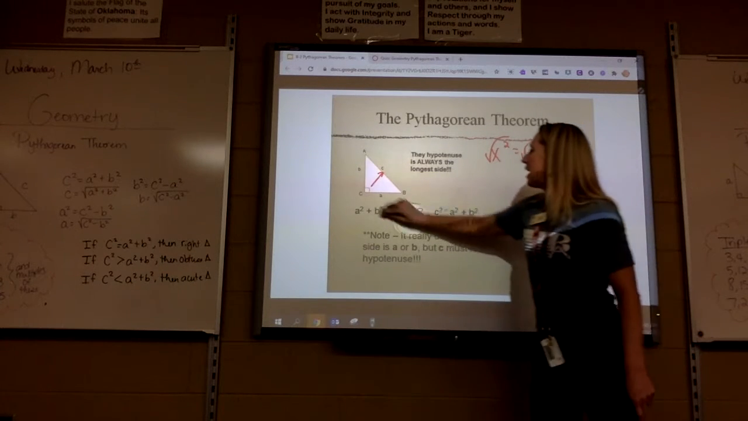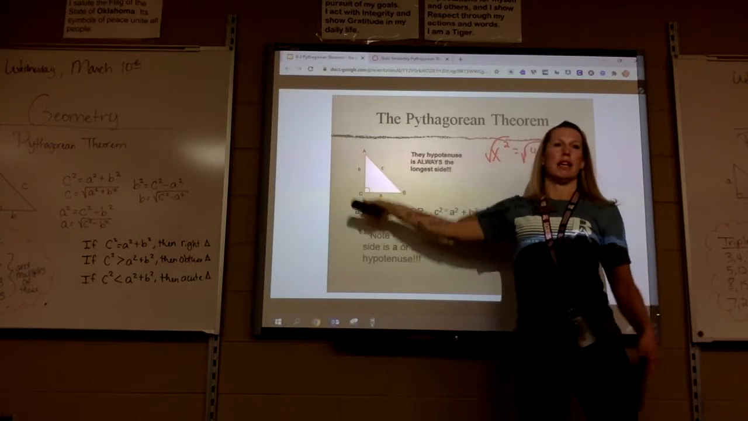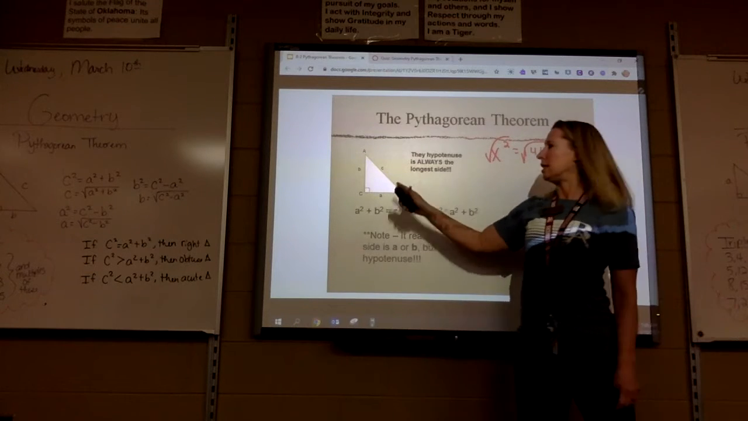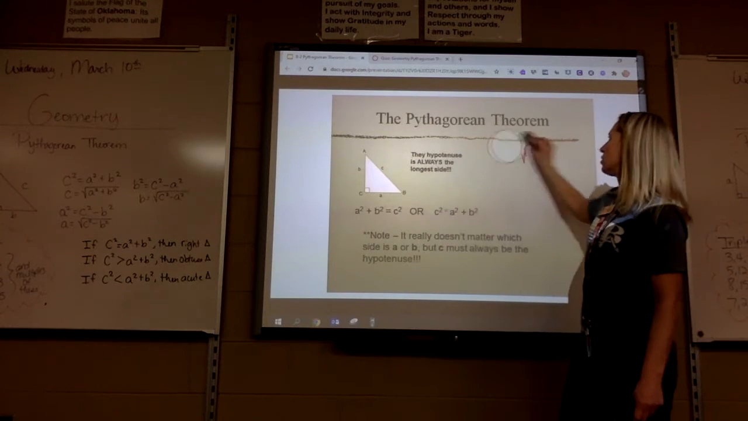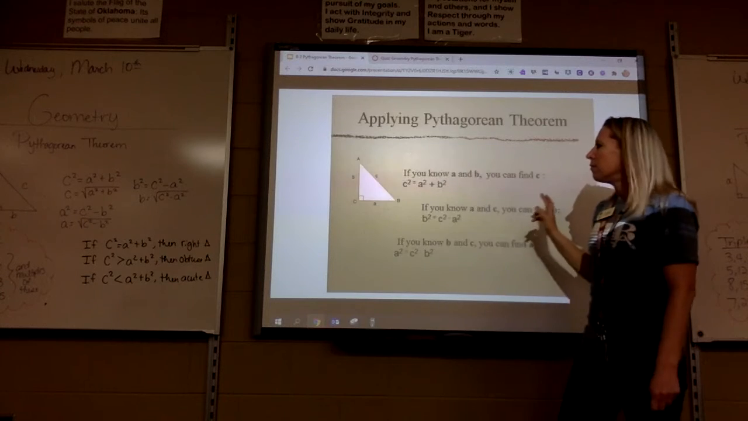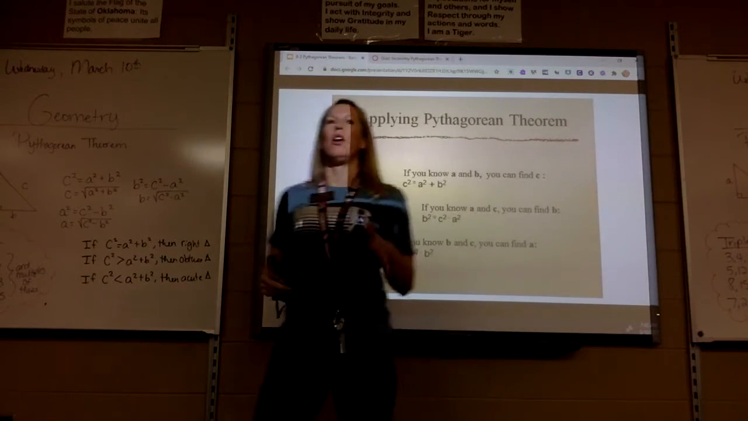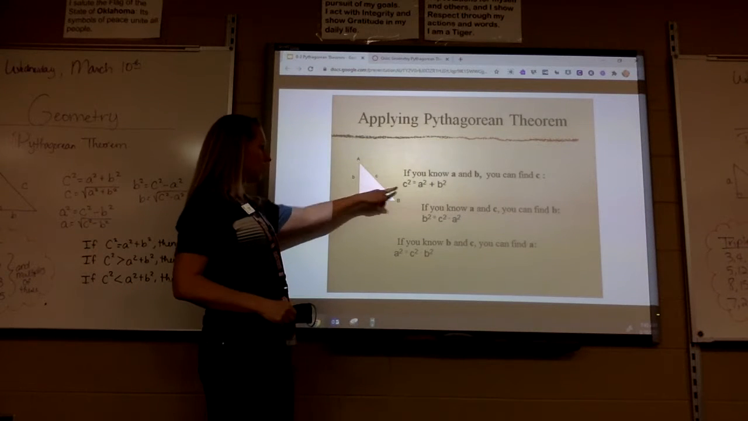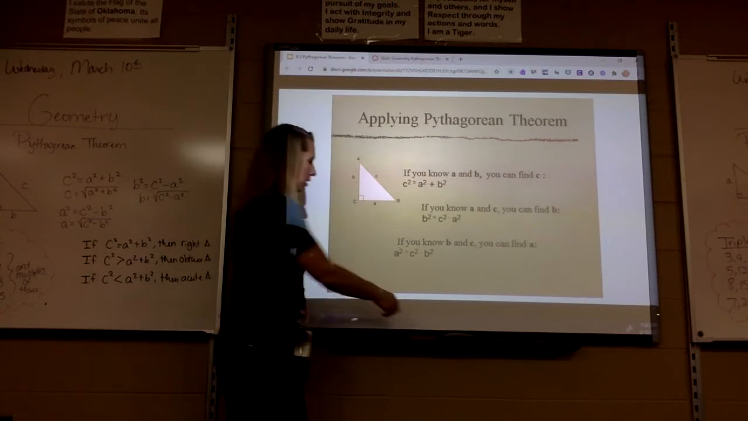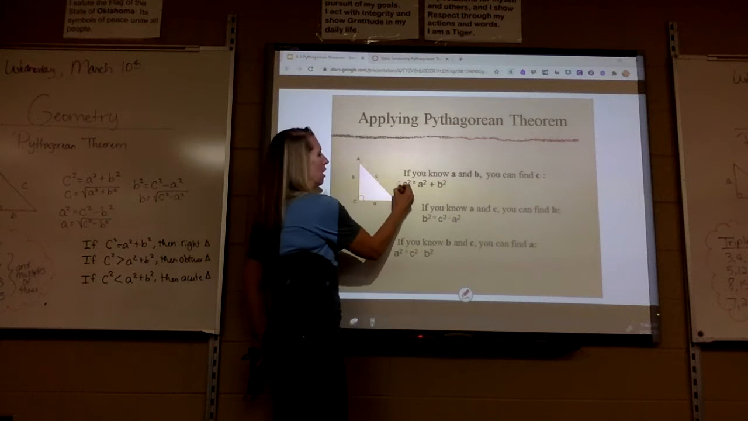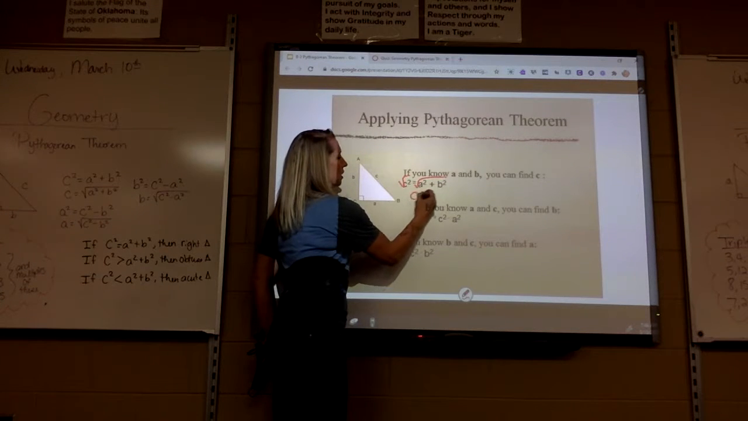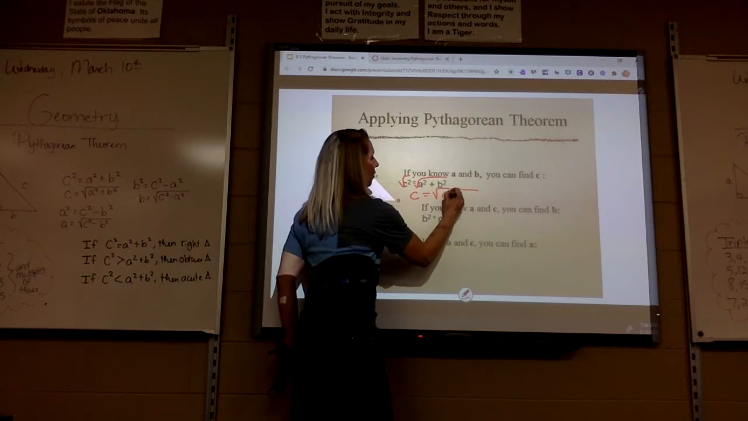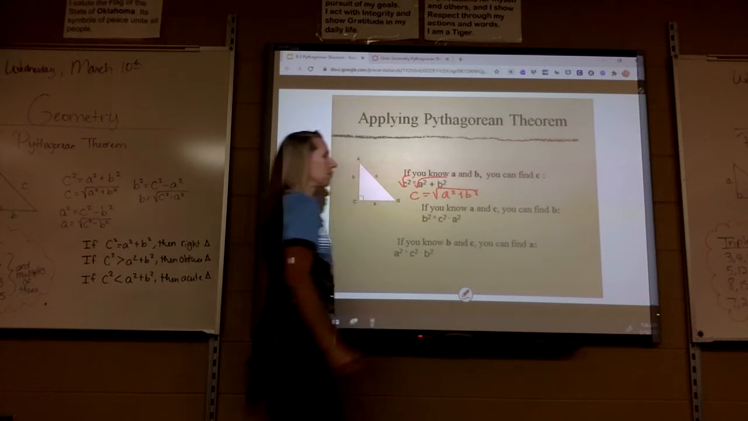Okay, so sides A and B, it doesn't matter which side's A, which side's B. C has to be the hypotenuse, the longest side. So if we know A and B and we don't know C, to find C, it's c squared equals a squared plus b squared, but remember, we would just square root, so c would actually be the square root of a squared plus b squared.